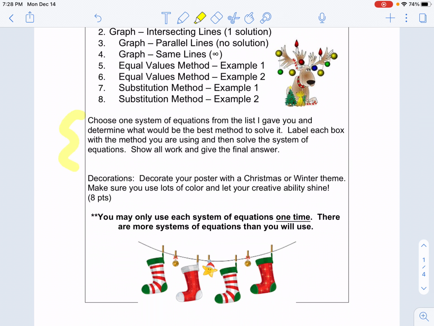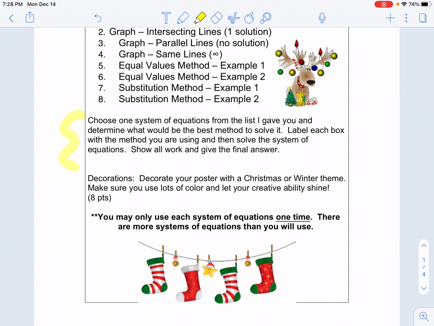Choose one system of equations from the list I gave you and determine what would be the best method to solve it. Label each box with the method you are using and then solve the system of equations. Show all work and give the final answer. So you need to do that for each of those, well, extra 7 boxes after your title box.